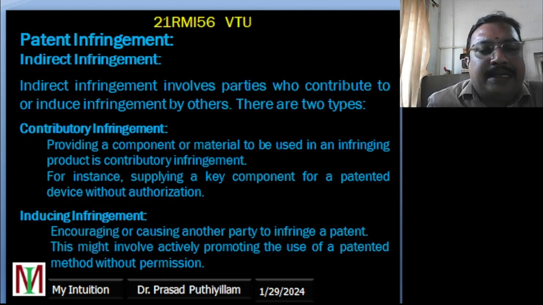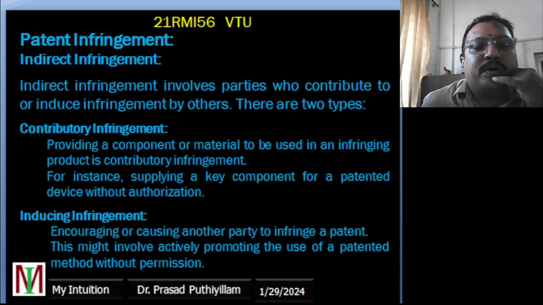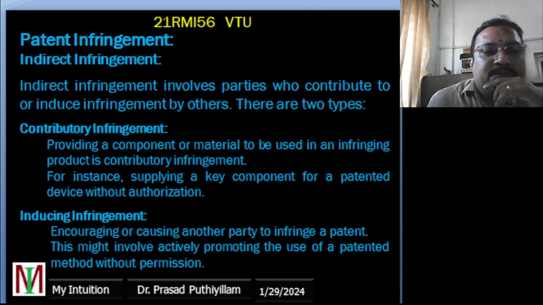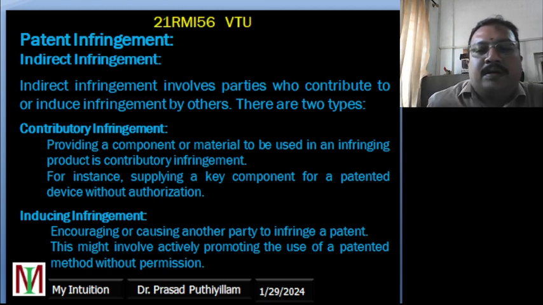Then third, indirect infringement. Indirect infringement involves parties who contribute to or induce infringement by others. There are two types: contributory infringement and inducing infringement. The first one, contributory infringement, is providing a component or material to be used in an infringing product. Example, supplying a key component of a patented device without authorization comes under contributory infringement.